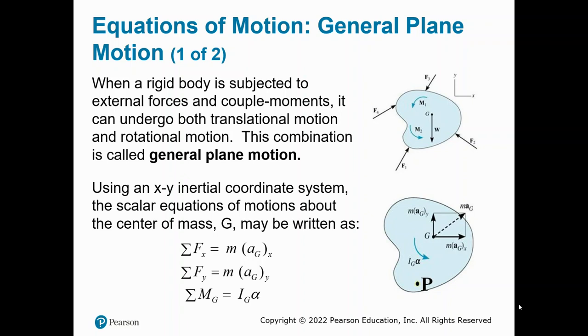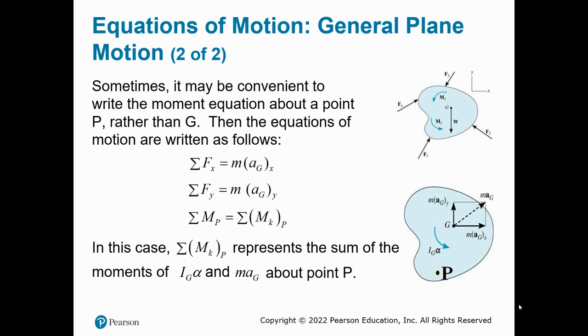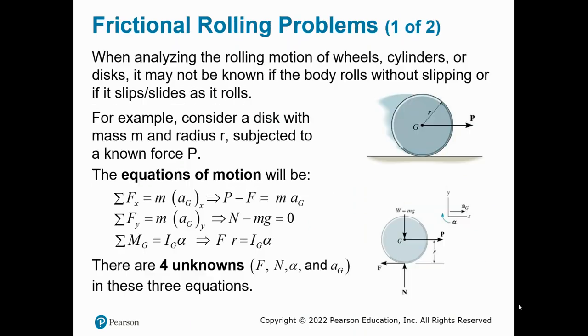That being said, we usually have these three equations in general. Fx in the horizontal direction equals m a_Gx, and in the vertical direction Fy equals m a_Gy, and also the rotational equation, sigma M_G equals I_G alpha. Sometimes it will be convenient to write the moment equation about the point P rather than G. So the last equation becomes sigma M_P equals sigma (M_k)_P, where this sigma (M_k)_P represents the sum of the moments of I_G alpha, m a_G about point P.